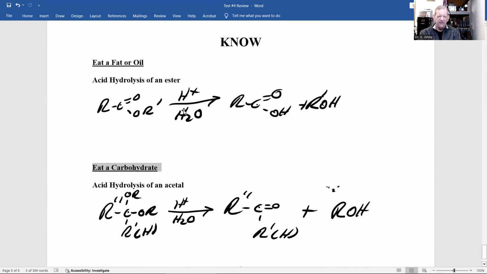And as I said, leaving my class, you should know how to describe with words and a general reaction, first, what happens when you eat a fat or oil. You describe that: what functional group is in a fat or oil, an ester. And because there's acid and water, that's acid hydrolysis of an ester. What's the general reaction? Ester, acid, we use H plus to show the acid, H2O, I hope you all know, is water. And you get back the carboxylic acid and the alcohol you would have used to make that ester.